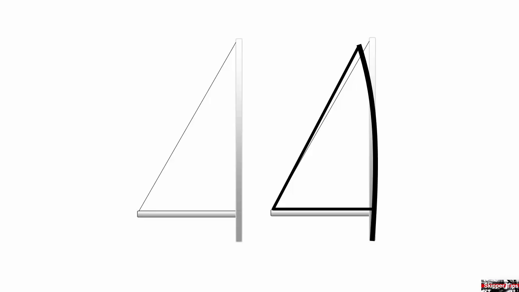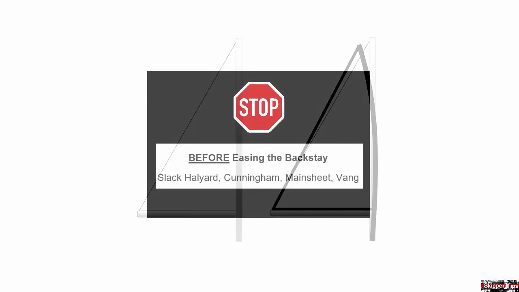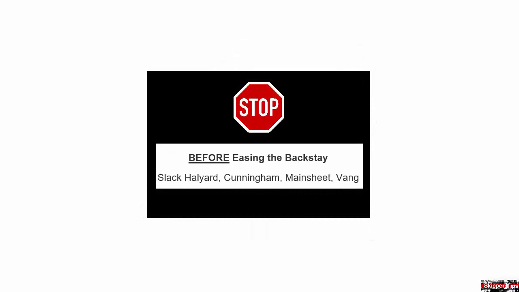Before you straighten the mast again, you must remember to ease the halyard, Cunningham, main sheet, and vang. That's because the sail has been shortened. Create a small sign to post near the mast and adjustable backstay to alert the crew on the steps to take before they ease the backstay. Customize the wording on the sign for your specific sailboat.